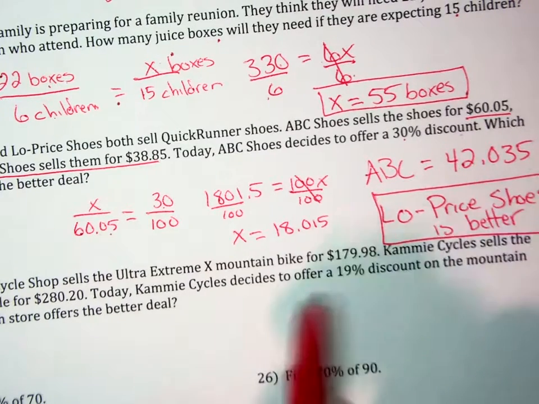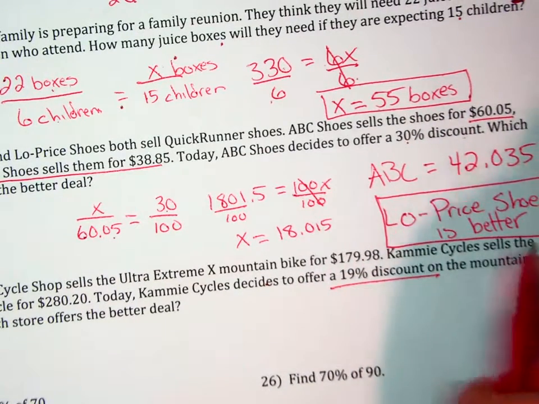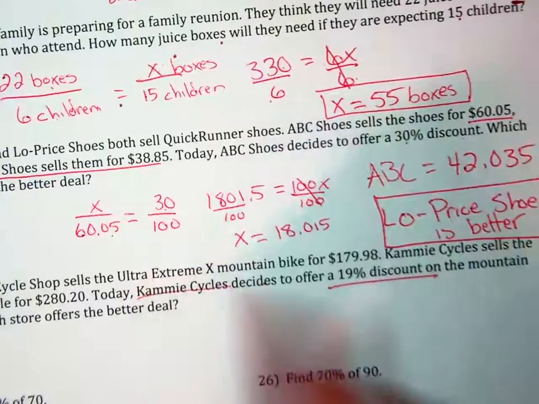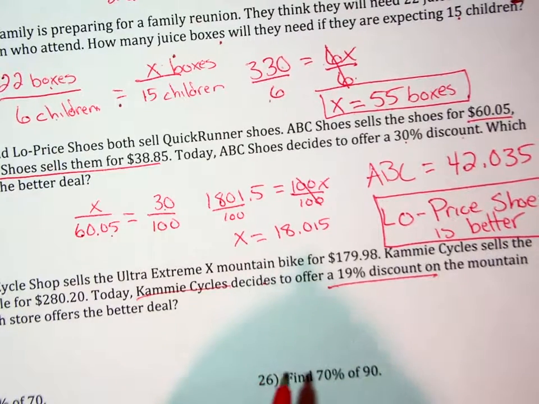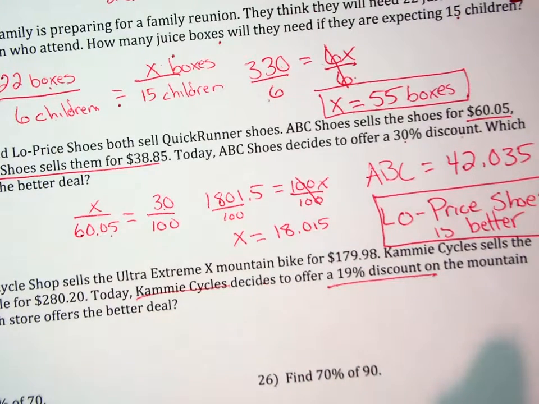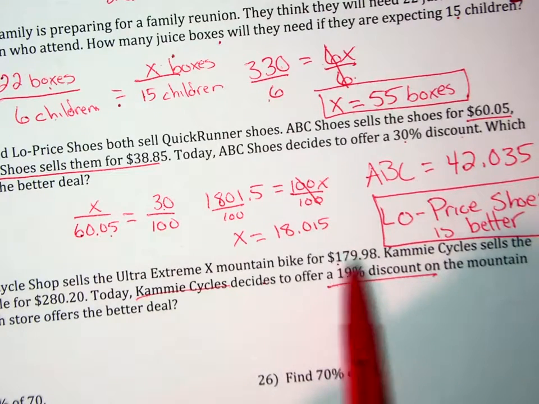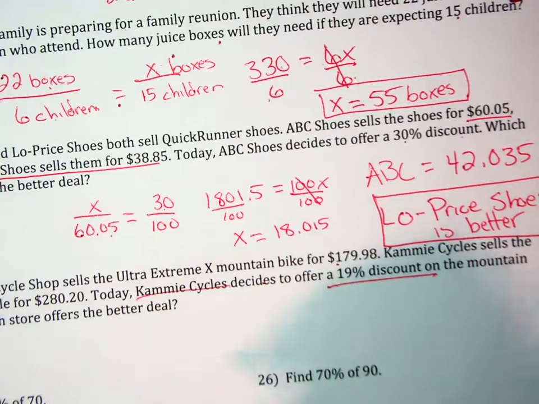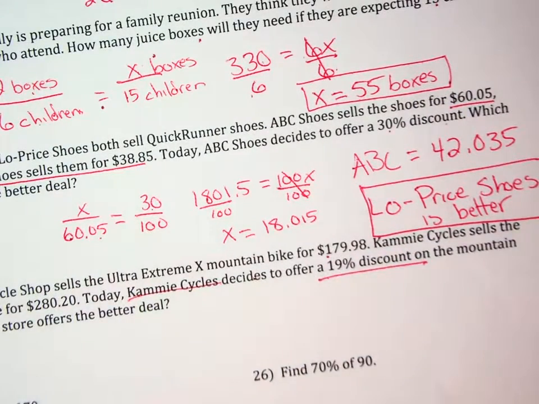$24, again, we're looking at a discounted item. The CamiCycle decides to offer a 19% discount. And remember when we talked about markups and markdowns, we talked about how that price was relative to 100%. 100% of $179.98 is $179.98. So if I want to find out what a 19% discount is, I reduce that 19% from 100.